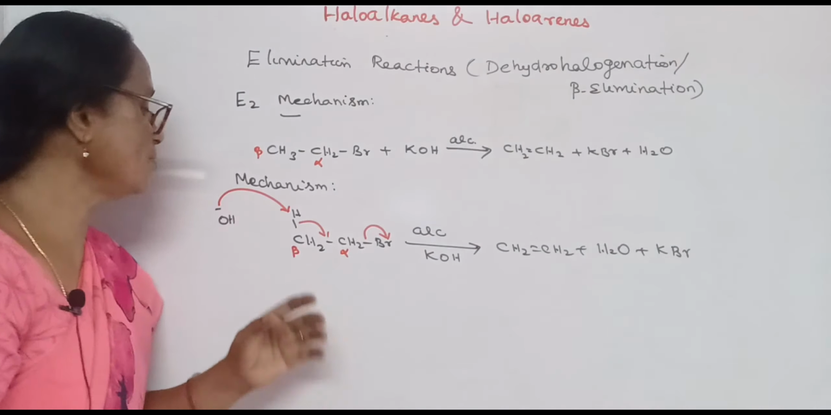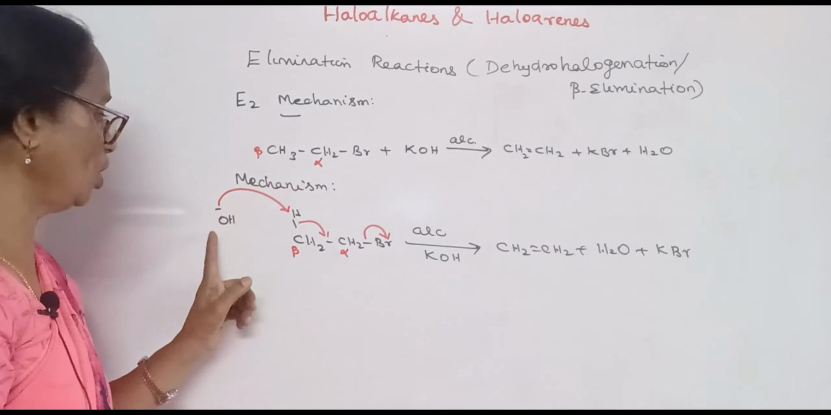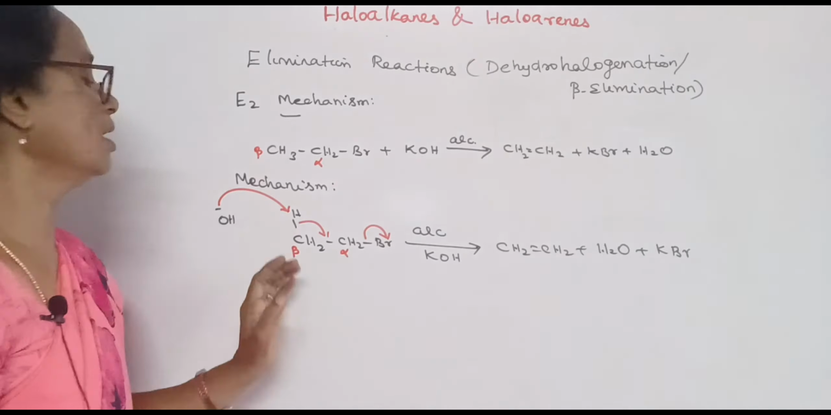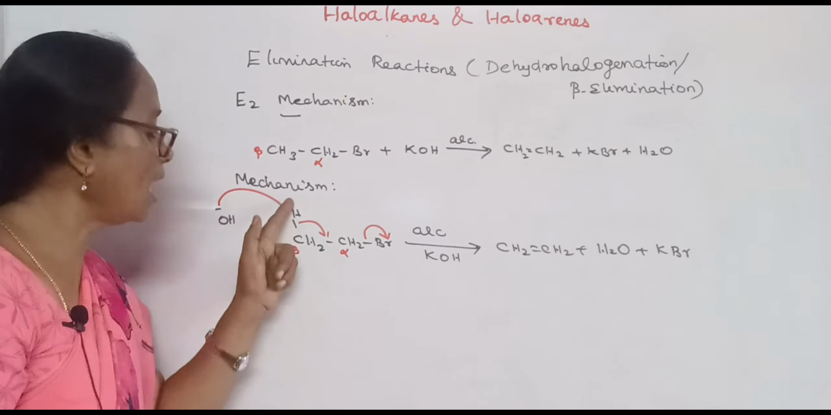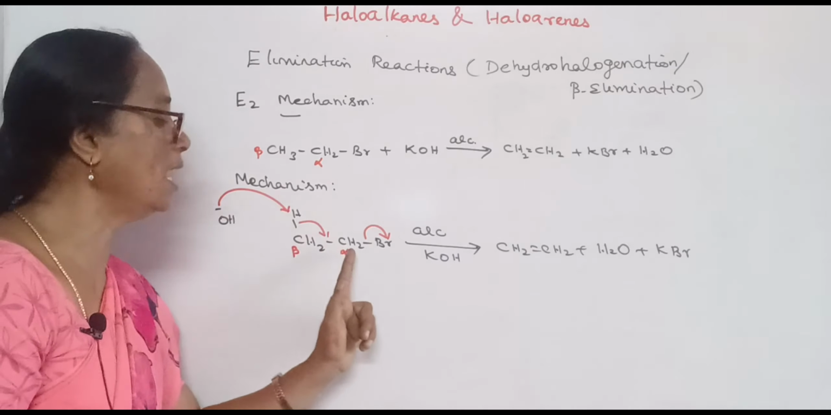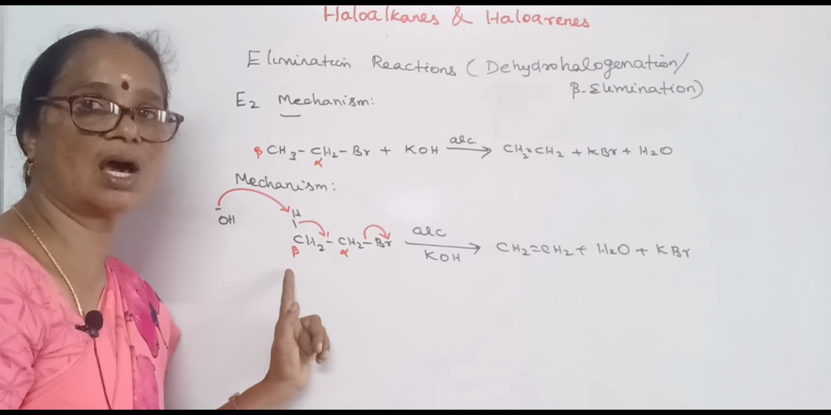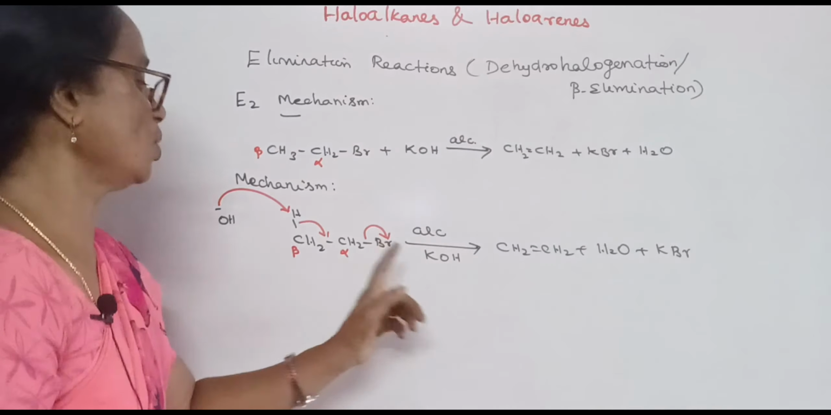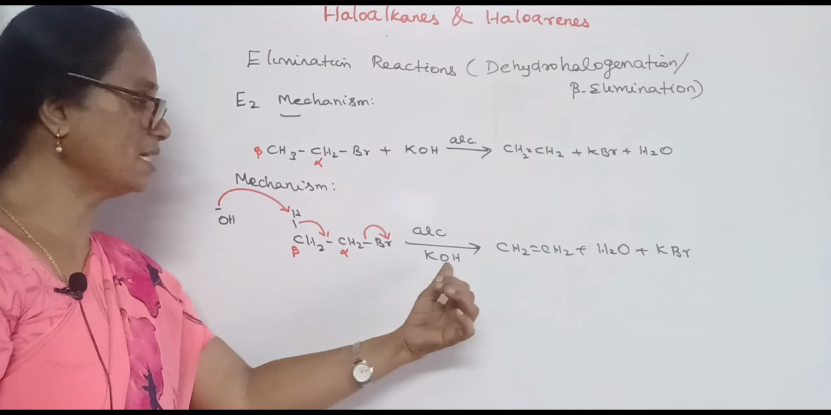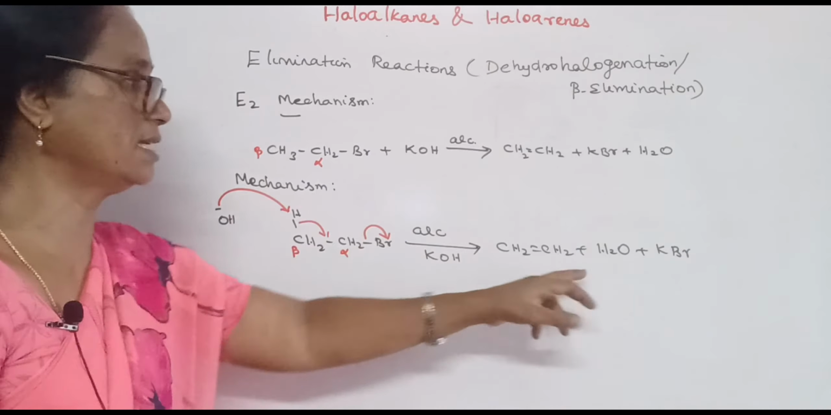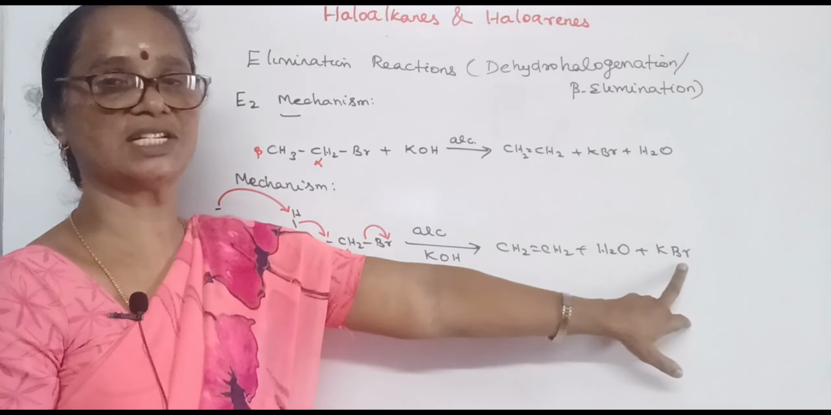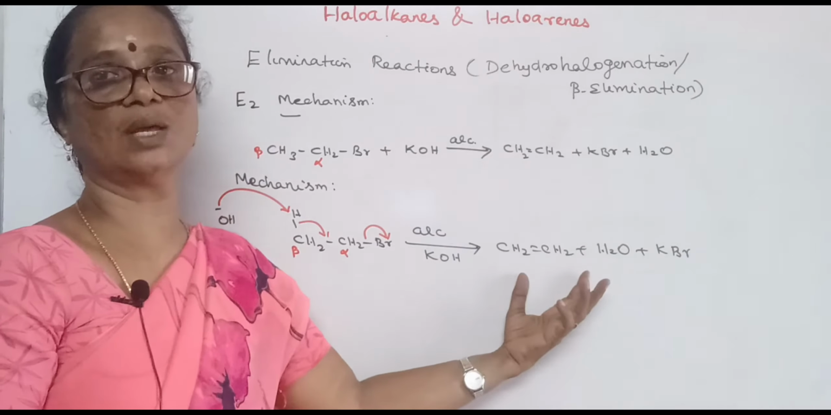So for the mechanism, the base nucleophile abstracts the proton from the beta carbon. Subsequently, the carbon-hydrogen bond moves towards the adjacent alpha carbon, where the halogen takes away its electron. In this, K plus OH minus, the OH minus with the hydrogen forms water, and K plus with the halogen forms potassium bromide, and the alkene is the product.